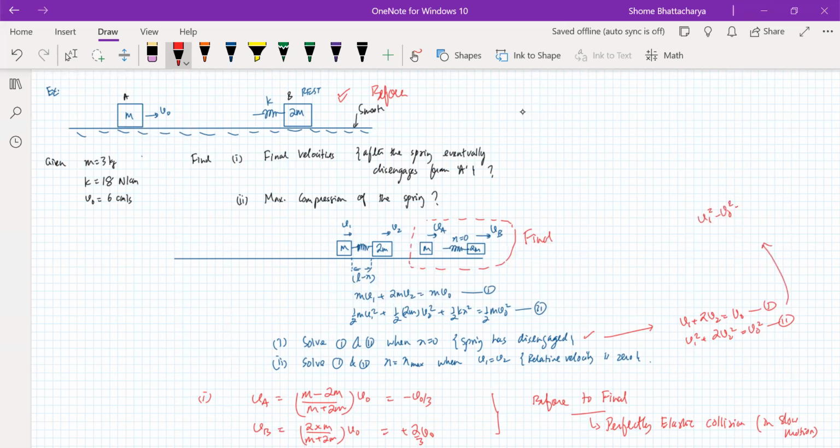V1 square minus V naught square, or rather the other way around. 2V2 square is equal to V naught square minus V1 square from equation 2, and 2V2 is equal to V naught minus V1 from equation 1. So just divide the two equations. So you can see V2 is equal to V naught plus V1, or V2 minus V1 is equal to V naught. So your separation velocity is equal to your approach velocity.